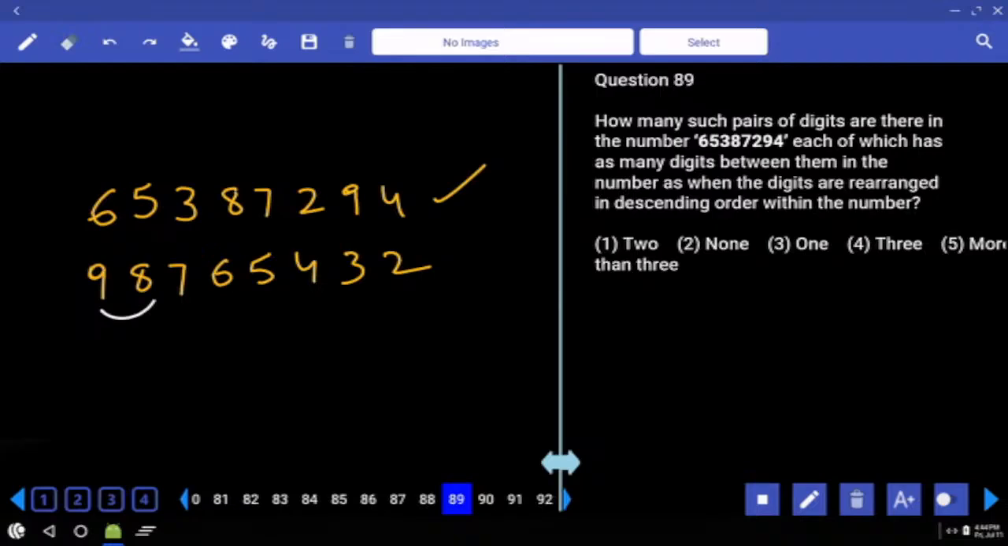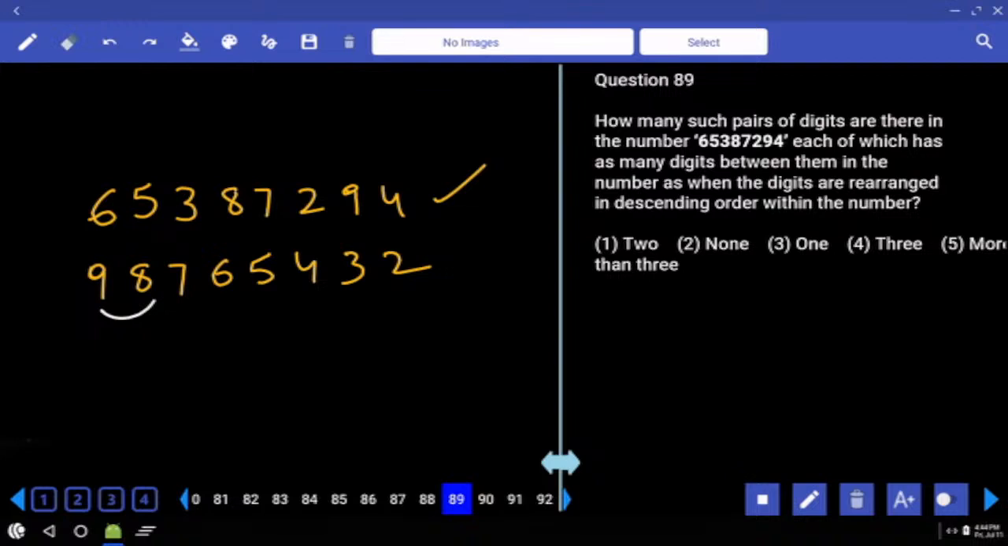The next one, 9 to 6, how many were there? 2. Here 9 to 6, more than 2. 9 and 5, how many? 3. 9 and 4, 4. 9 and 3, 5. And 9 and 2, 6. Then with the help of 9, how many digits you have got?